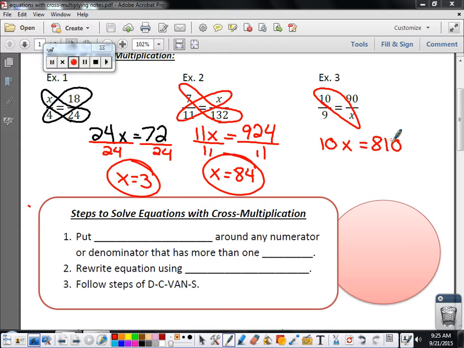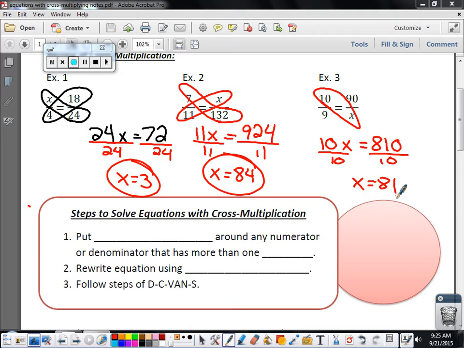Is it 810? Probably, right? Anybody get that? All right, so that's what we talked about prior to this. Here we go. So now we're going to talk. We're going to have the equations are going to be more complex.